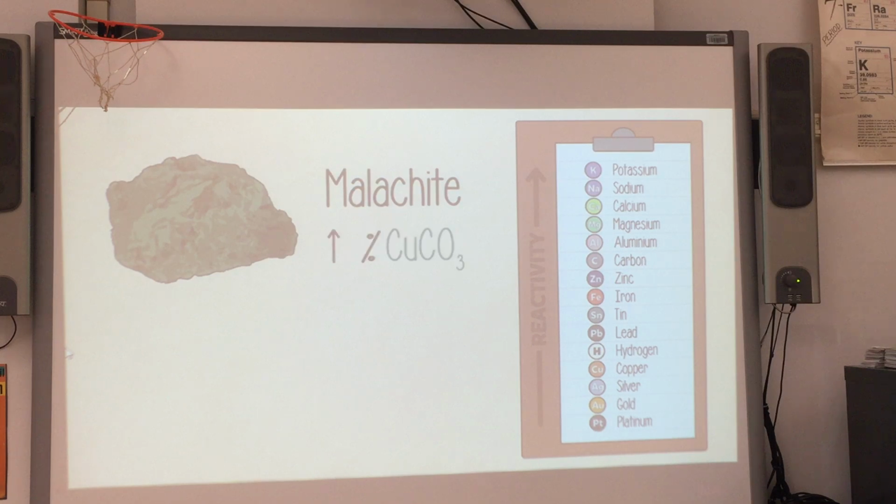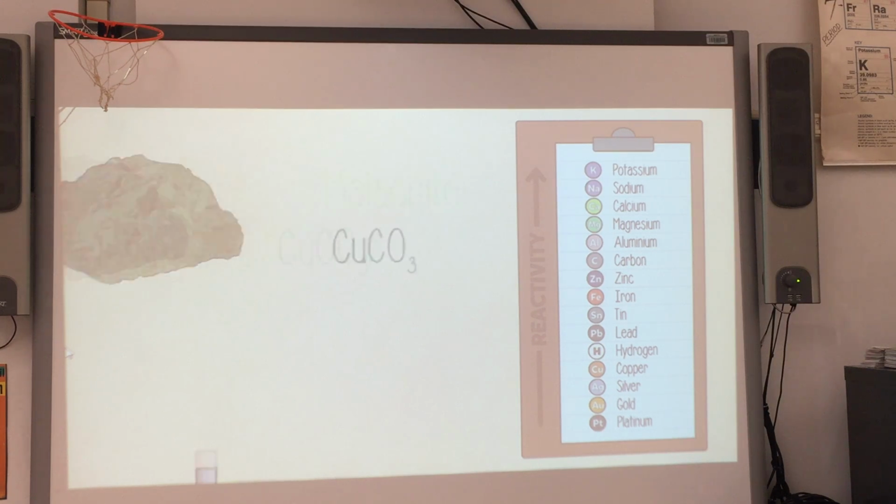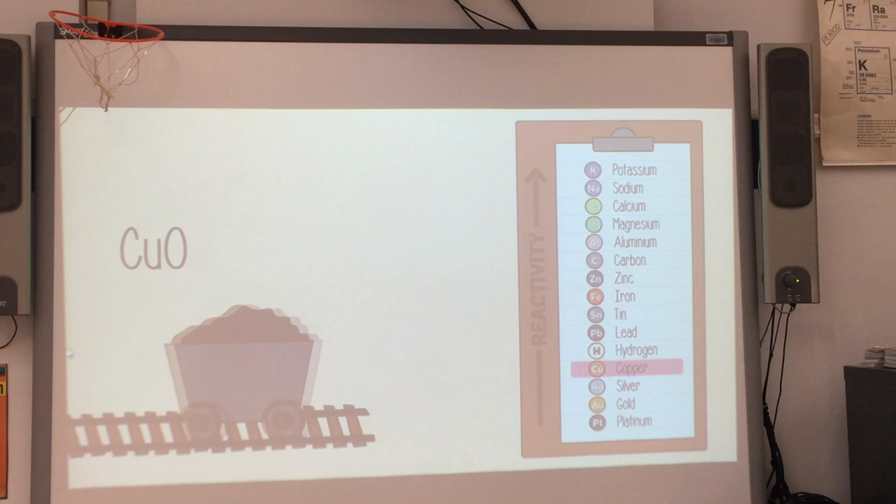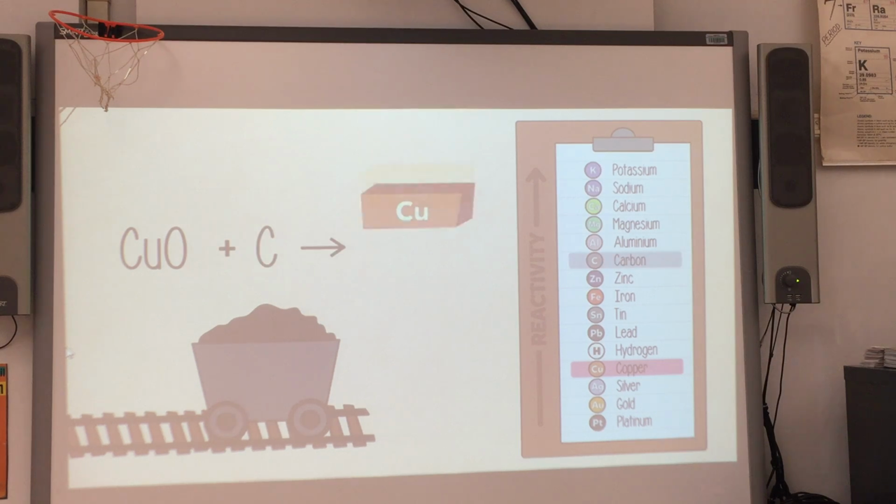Malachite contains a high percentage of copper(II) carbonate. Heating copper(II) carbonate decomposes it to copper(II) oxide. When you add charcoal, a form of carbon, this enables the extraction of copper metal, as the series tells us that carbon is more reactive than copper. Can you predict the products of this reaction? Pause the lesson and continue when ready.